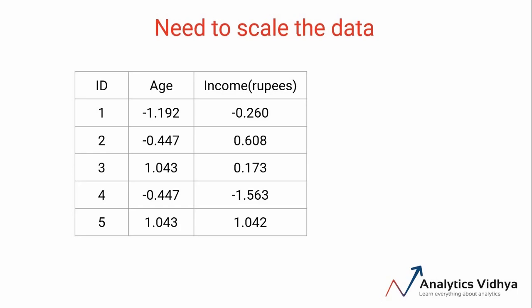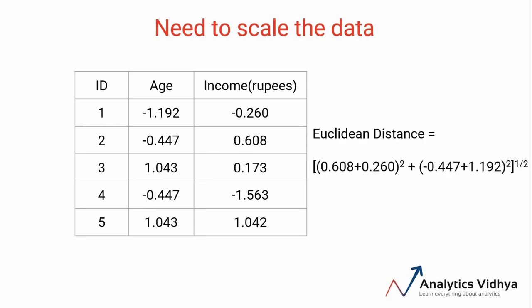Now again, let's calculate the Euclidean distance between these 2 points. Using the same formula, we get a very respectable number, 1.1438. This distance is not only dependent on the income variable, it's now giving similar weightage to both age and income, and that's exactly what we wanted. So it is always advisable to bring all the features to the same scale for applying k-means or any other distance-based algorithm.